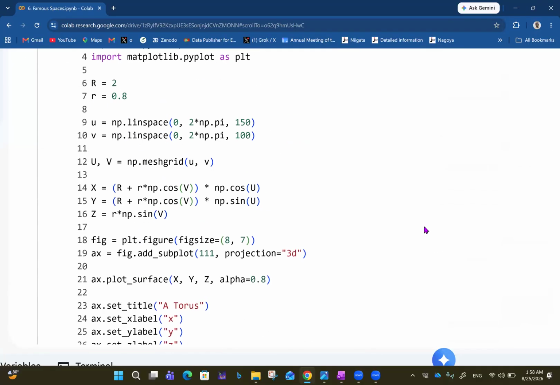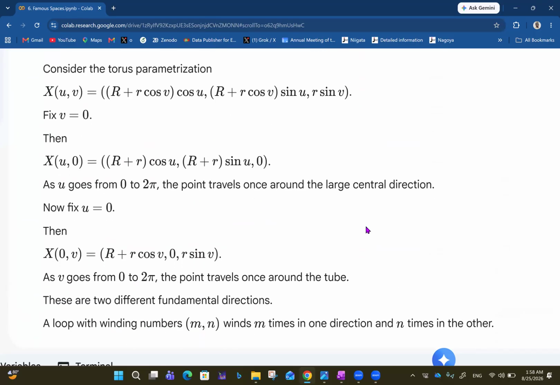Okay, so this is another example of a torus here. But before we get to that, right?